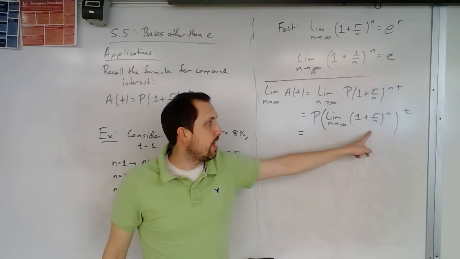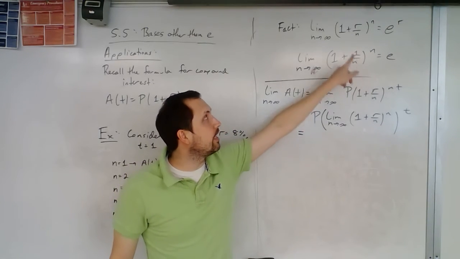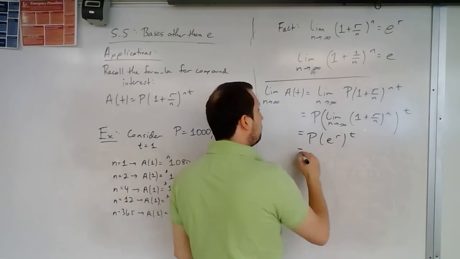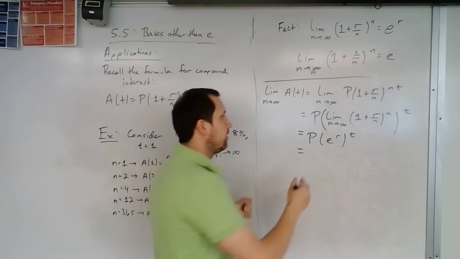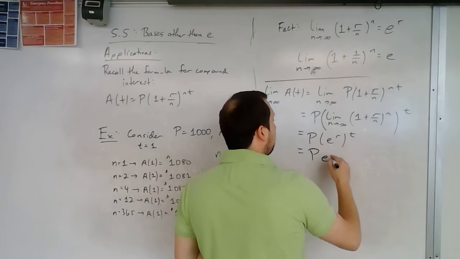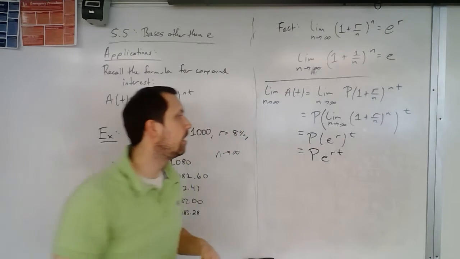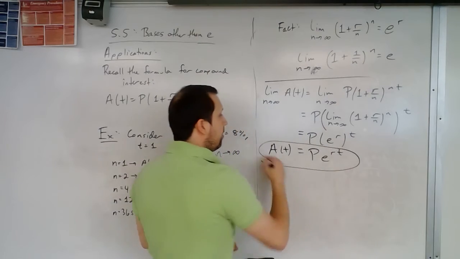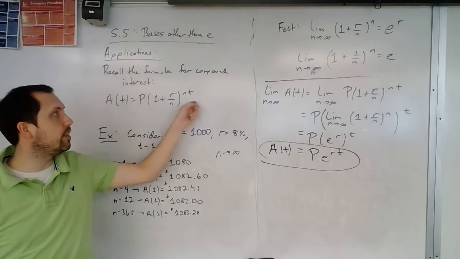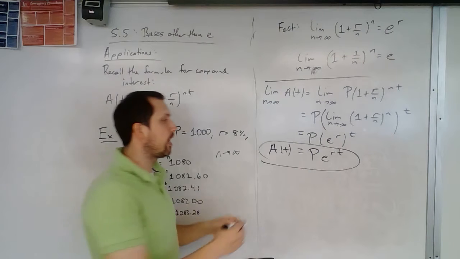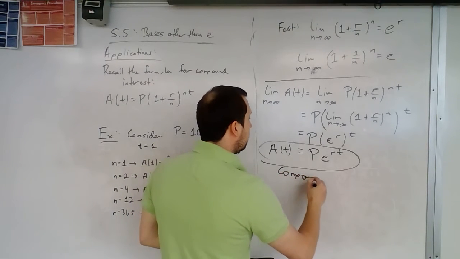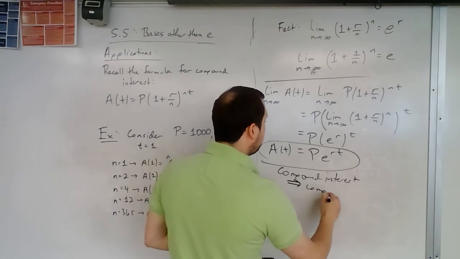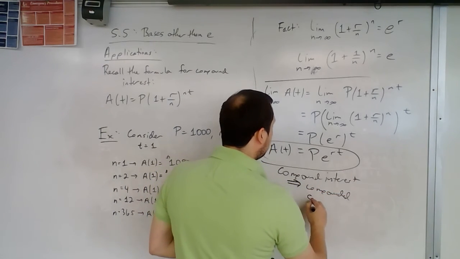This limit right here is equal to e to the r. So I have P times (e to the r) raised to the t. But if you remember the rules of exponents, you multiply the exponents, and you have P times e to the rt. This formula for A of t should look familiar. This was our compound interest, but when it was compounded continuously.